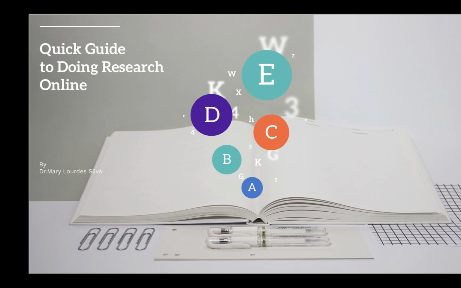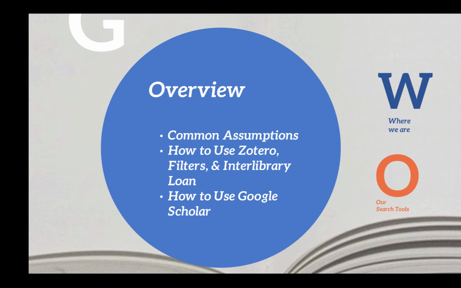This is a quick guide to doing research online. In this video, I'll cover common assumptions about doing research online, how to use Zotero, filters, and interlibrary loan, and how to use Google Scholar.